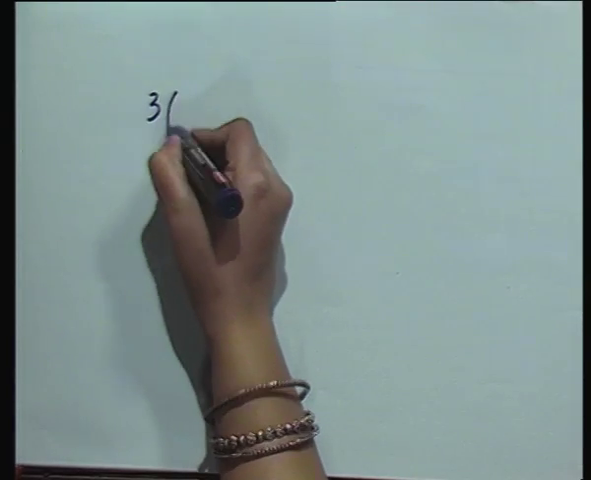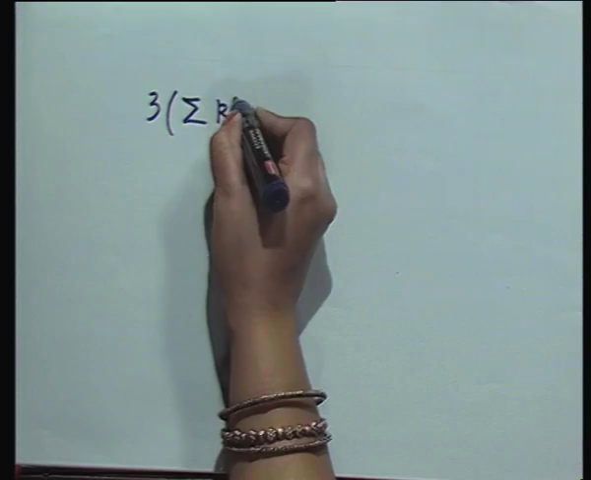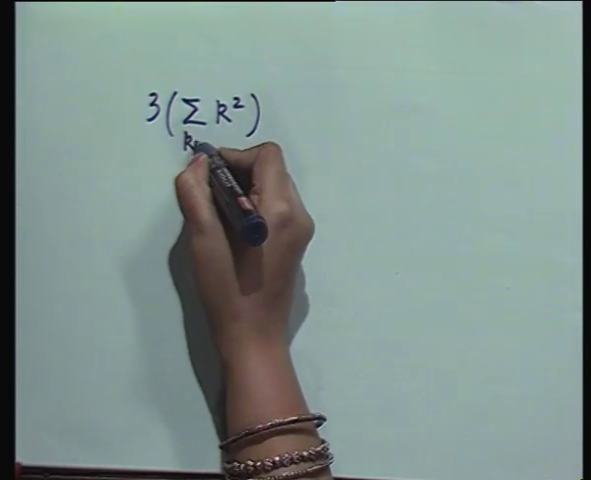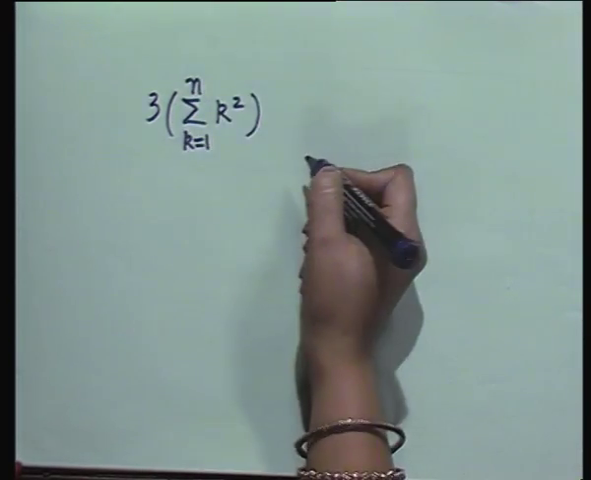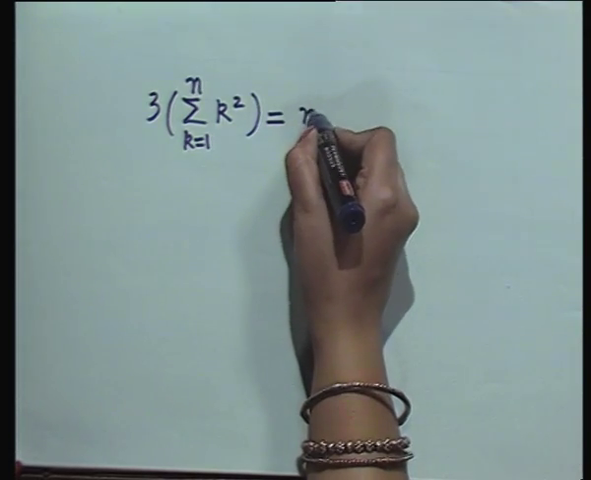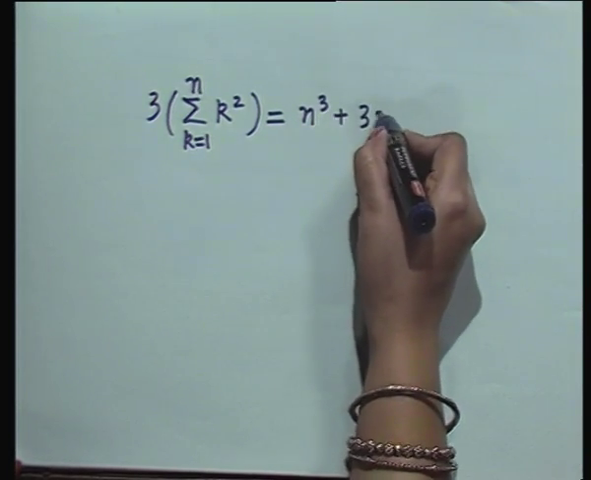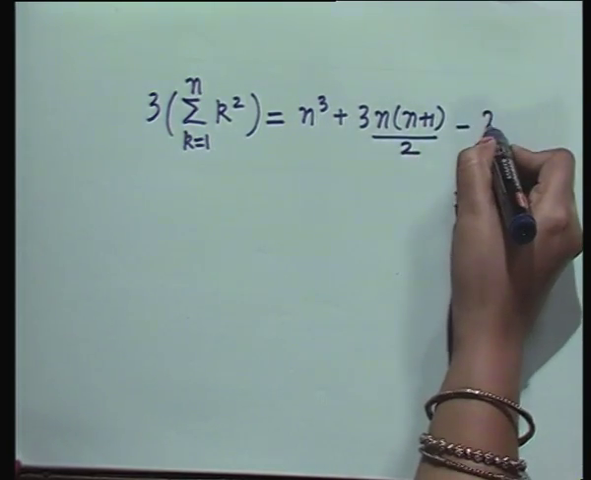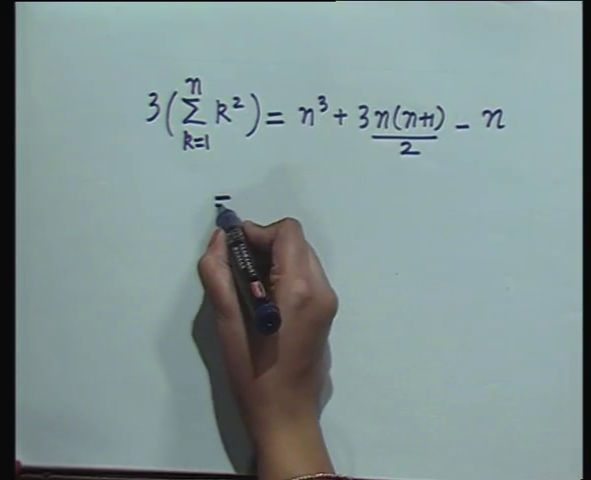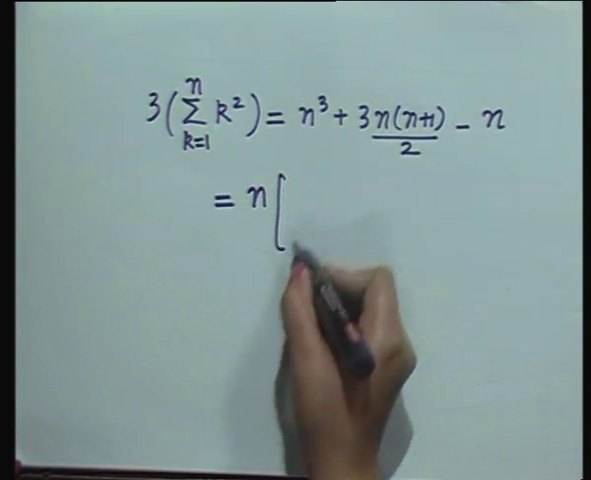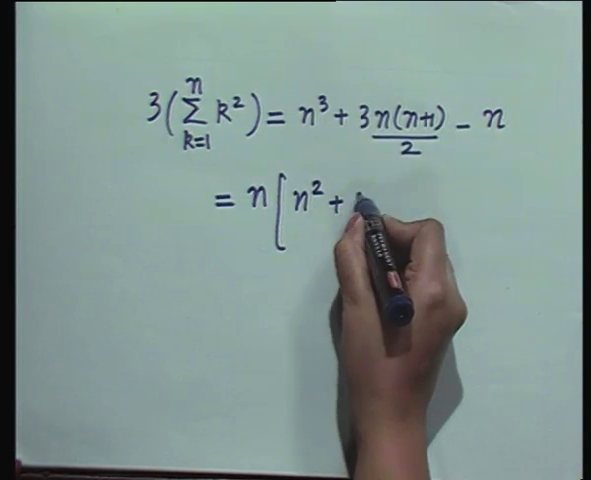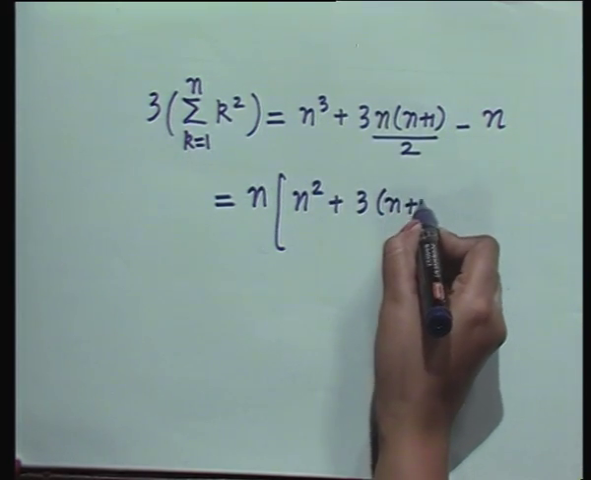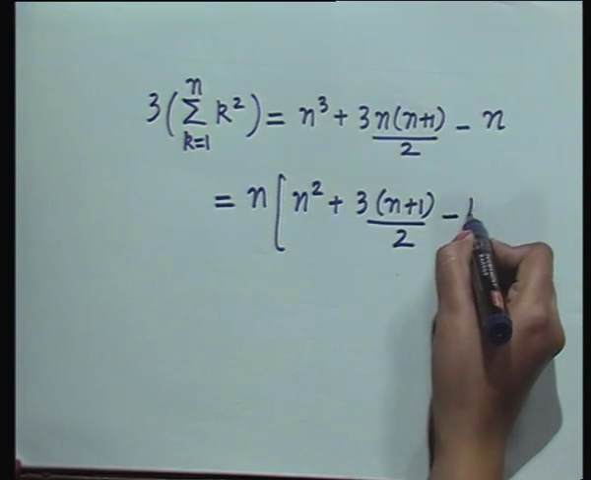And so from here we can write 3 times sigma k square, 1 square plus 2 square etc., can be written as sigma k square, where k varies from 1 to n, and is equal to n cube plus 3 into n plus 1 by 2 minus n. This can be simplified by taking n common, and you are left with n square plus 3 into n plus 1 by 2 minus 1.